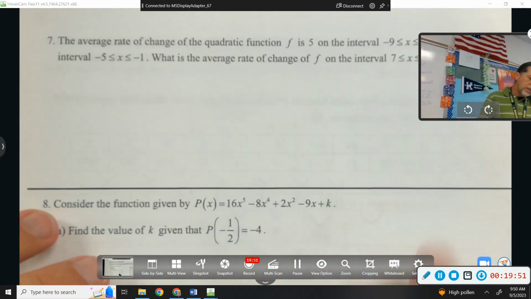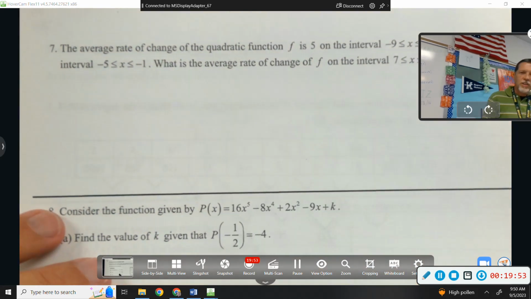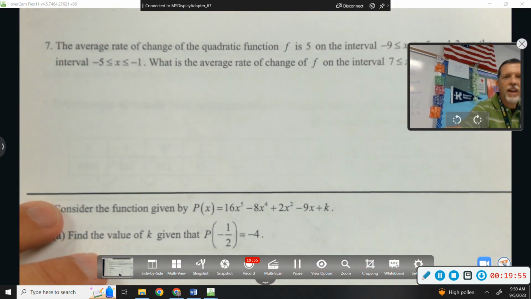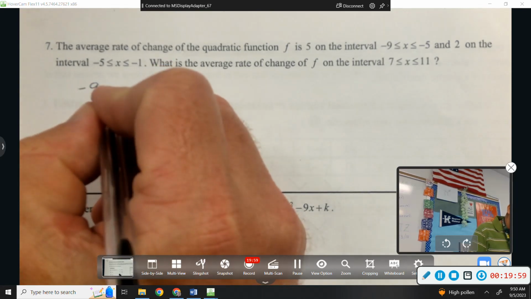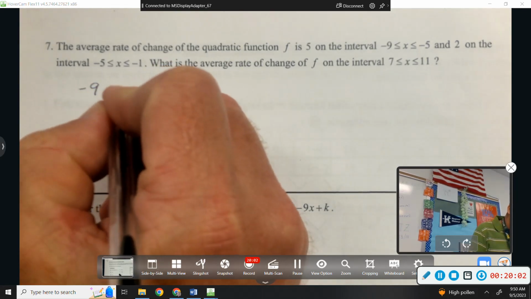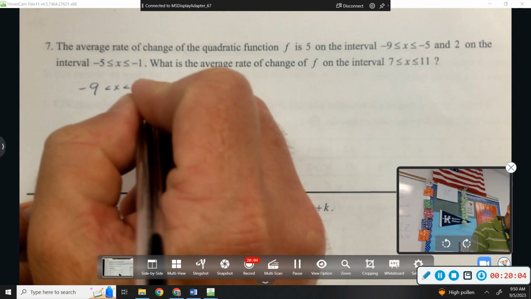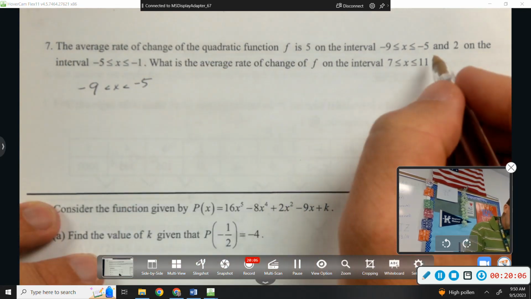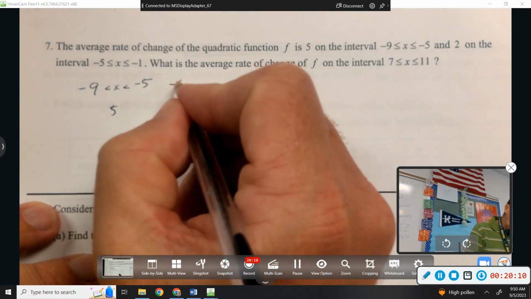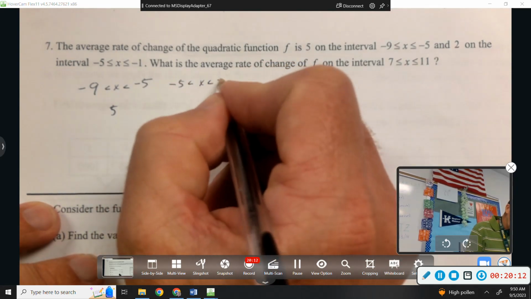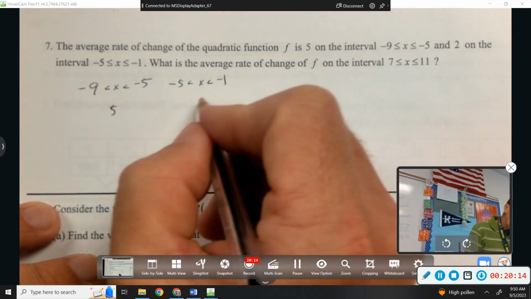The average rate of change of the quadratic function f is 5. Oh, we've seen one of these before. From -4 to -5, it's 5. And then from -5 to -1, it's 2.